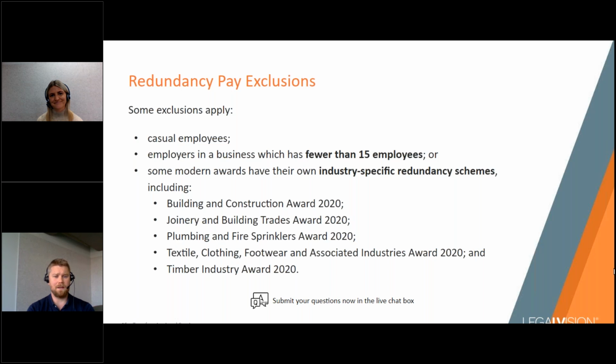But the process of making the application can be costly as well. So a lot of the time businesses that can't afford to pay the redundancy, and that's why they want to make the application, probably also struggle to make the application on a cost basis as well. But that's certainly something to consider, where it would be a real hardship for the business to make the payments.